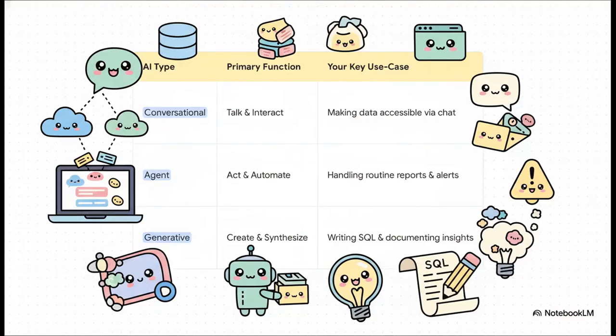All right, so let's do a quick recap here. It really breaks down like this. You've got conversational AI, the talker, which makes data easy for anyone to access via chat. Then you've got agent AI, the doer, which automates all that routine reporting and alerting. And finally, generative AI, the creator, which is your partner for writing SQL and documenting your insights. Three totally different but super powerful tools for your toolkit.